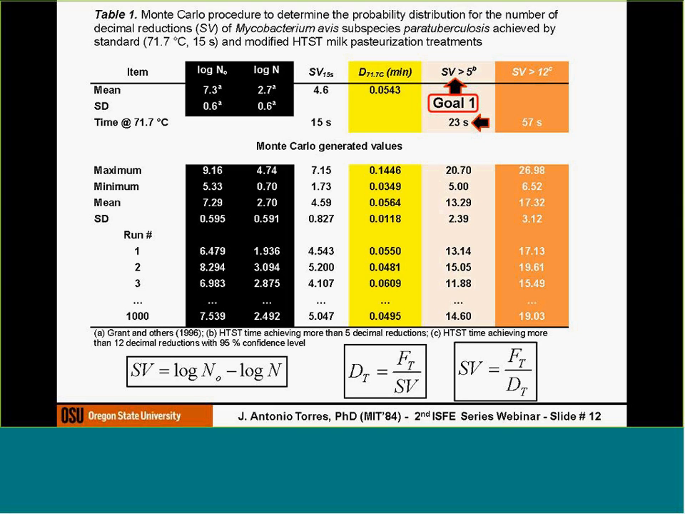For a different goal, we could say that our goal is to have decimal reductions at 95% confidence. Again, we use the same formula, with a processing time you estimated here 1,000 times, to set the distribution where only 5% of them are less than 12 decimal reductions, or 95% of them are above 12 decimal reductions. And now we get a different processing time.